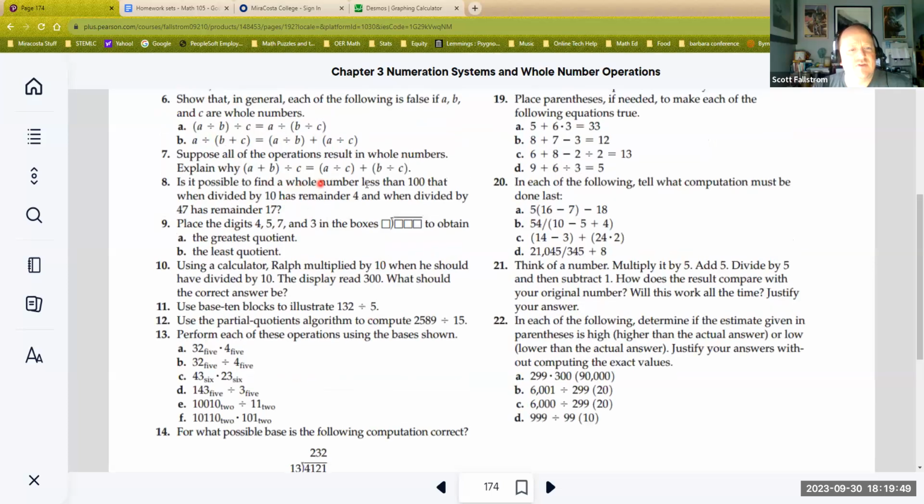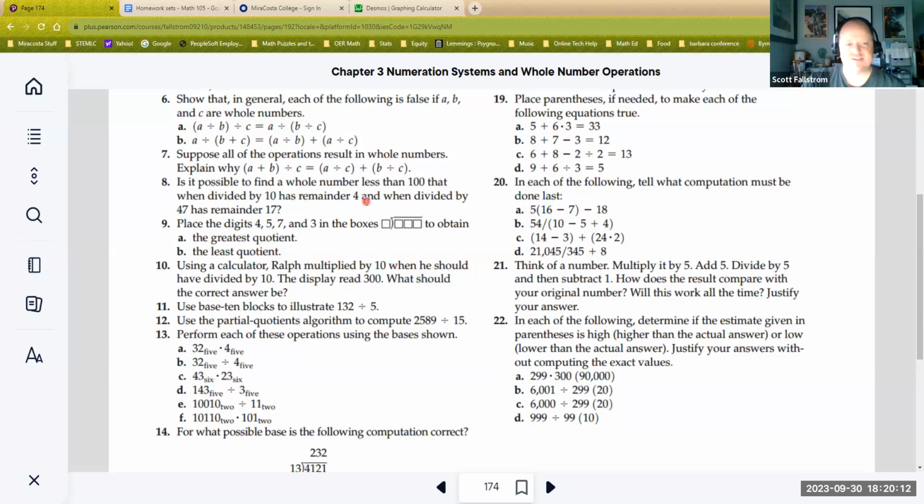Is it possible to find a whole number less than 100 that if you divide by 10 has a remainder of 4? You could find a whole sequence of those numbers, right? What are the numbers that when you divide by 10 have a remainder of 4? So it has to be less than 100. If I divide by 10, I'm making groups of 10 and it has a remainder of 4. So it's 4 more than a group of 10.